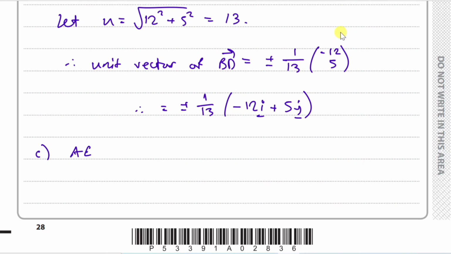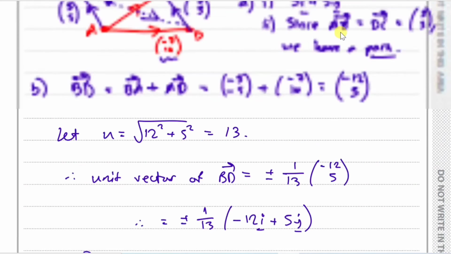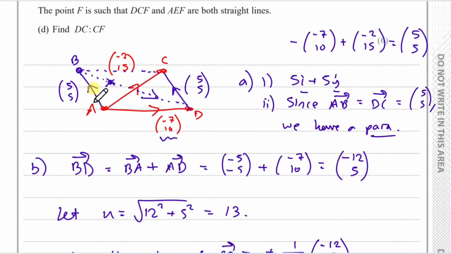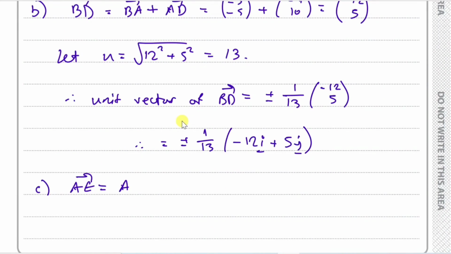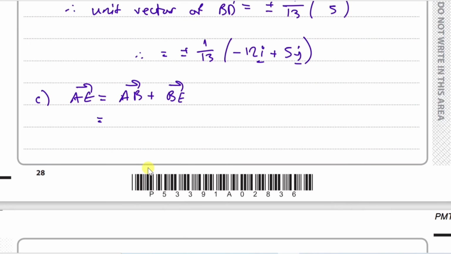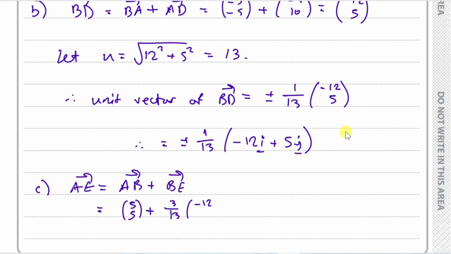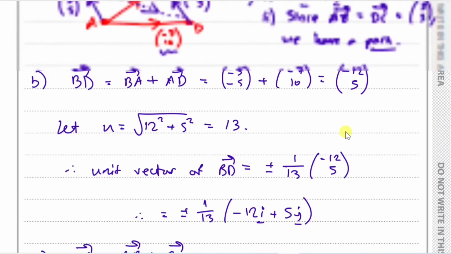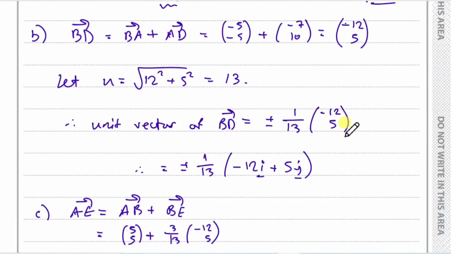We can say AE is just literally following the vector length. We can travel AB first and then add up this new BE, isn't it? It'll just be AB plus BE. That's how you go from A to E. And that should be okay. So let's calculate. So AB was just 5, 5 plus 3/13 of minus 12, 5. And now we just solve this one.